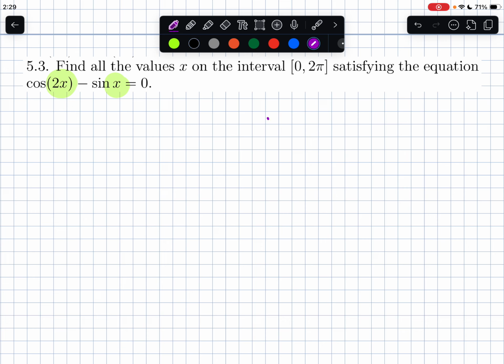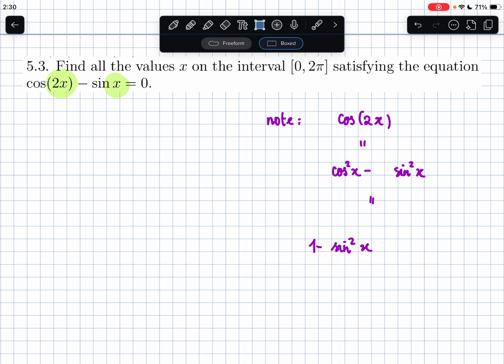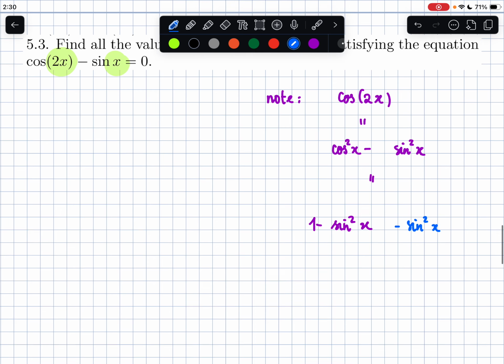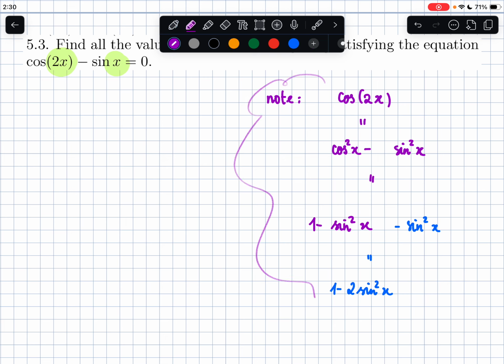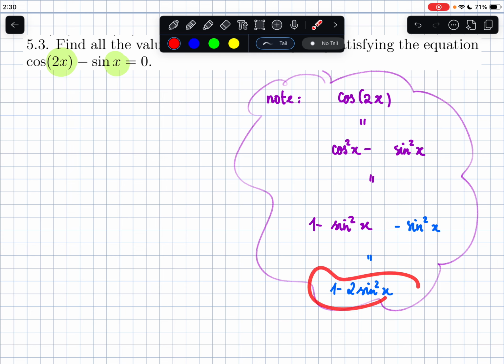Cosine of 2x, so I remember it as cosine square minus sine square. Cosine square is 1 minus sine square, and the other one I keep the same, sine square of x. So this is 1 minus 2 times sine square of x. You can just memorize one formula. Either one, we can derive the other one.